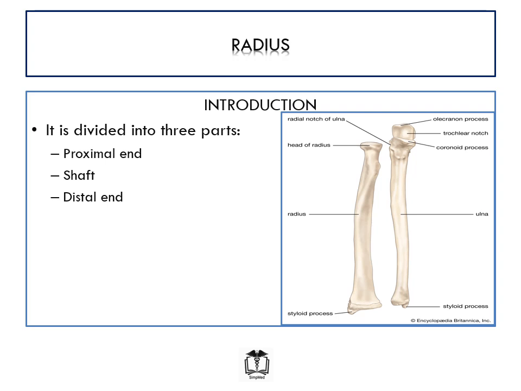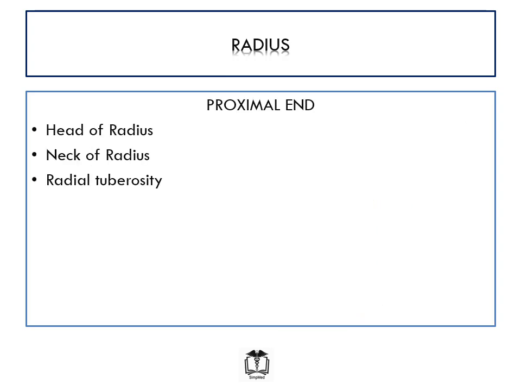Let's talk about the anatomy of the radius. The radius is divided into three parts. It's a long bone, and it will have a proximal end that articulates with the humerus, a distal end that articulates with the carpal bones, and the shaft that divides them from one another. Let's talk about the landmarks of the radius, starting with the proximal end. The proximal end of the radius has three major landmarks for you to remember. These include the head of the radius, the neck of the radius, and the radial tuberosity.